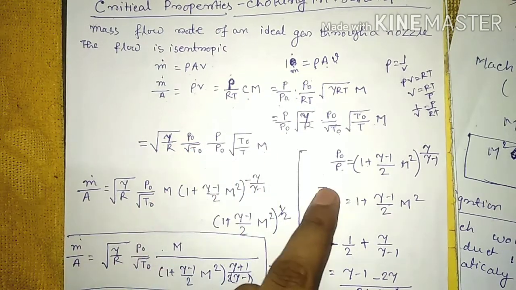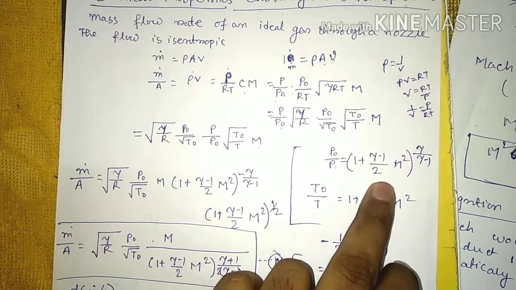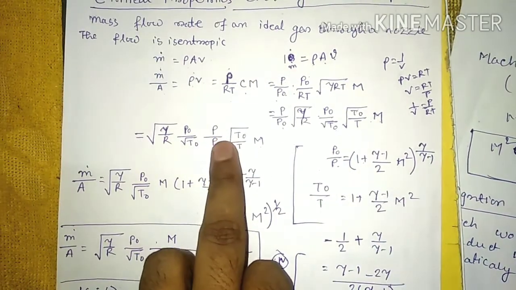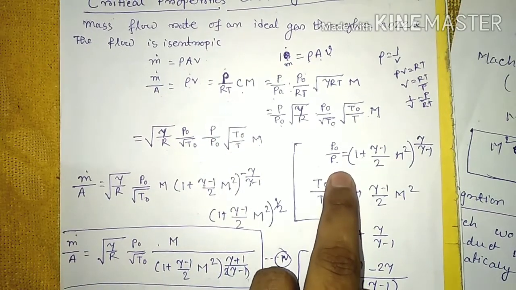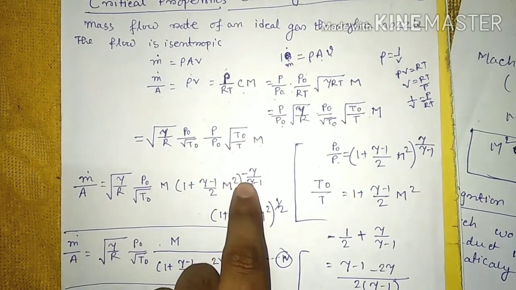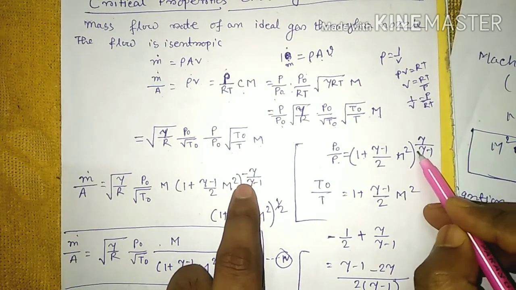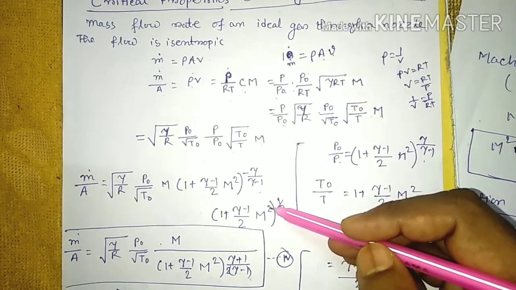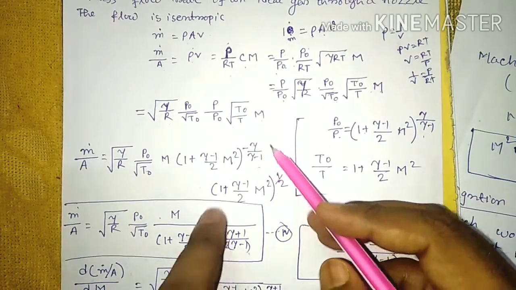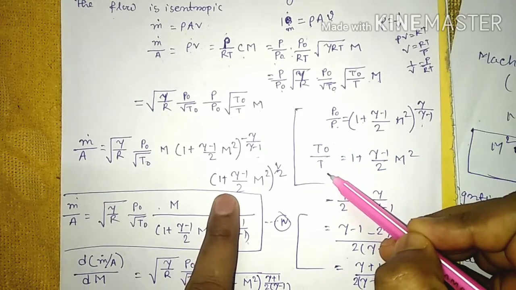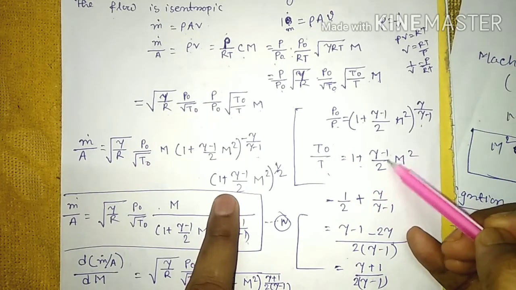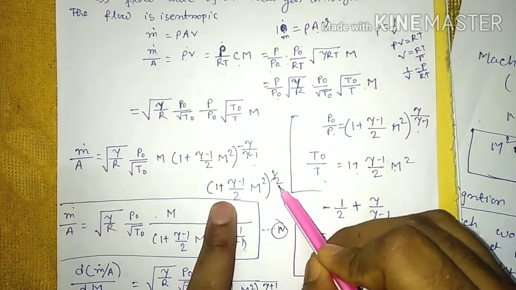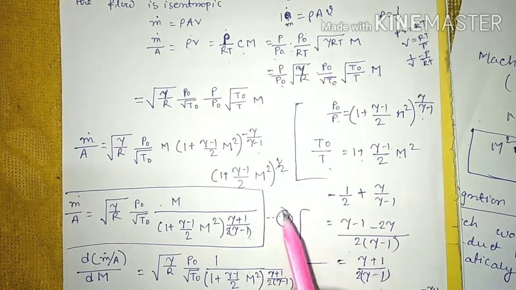Now P by P0, as you know, is 1 plus (gamma minus 1) by 2 into M squared, to the power gamma by gamma minus 1. The expression is P by P0, here it is P0 by P, so it will be reversed, and the minus sign will come here, so minus gamma divided by gamma minus 1. Then, as you know, T0 by T is equal to 1 plus (gamma minus 1) by 2 into M squared, here it is under root, so it will be to the power half, and that's why the equation becomes this one.